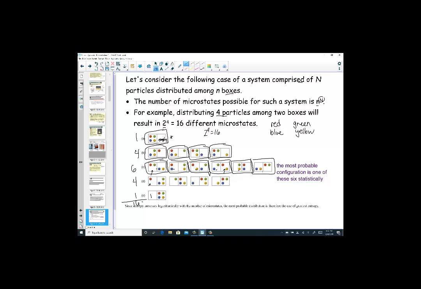Now, which one is the most probable way you would find the microstate of those 4 particles? Well, it's the one that has the most chances to occur. The most probable configuration is the one where these 6 statistically equal opportunities occur. You're more likely to find 2 and 2 than you are with 0 and 4, just because there's more possibilities of arranging it that way. So the most probable distribution, therefore, is the one of greatest entropy, and that would be the 2 and 2. So entropy increases logarithmically with these number of microstates.